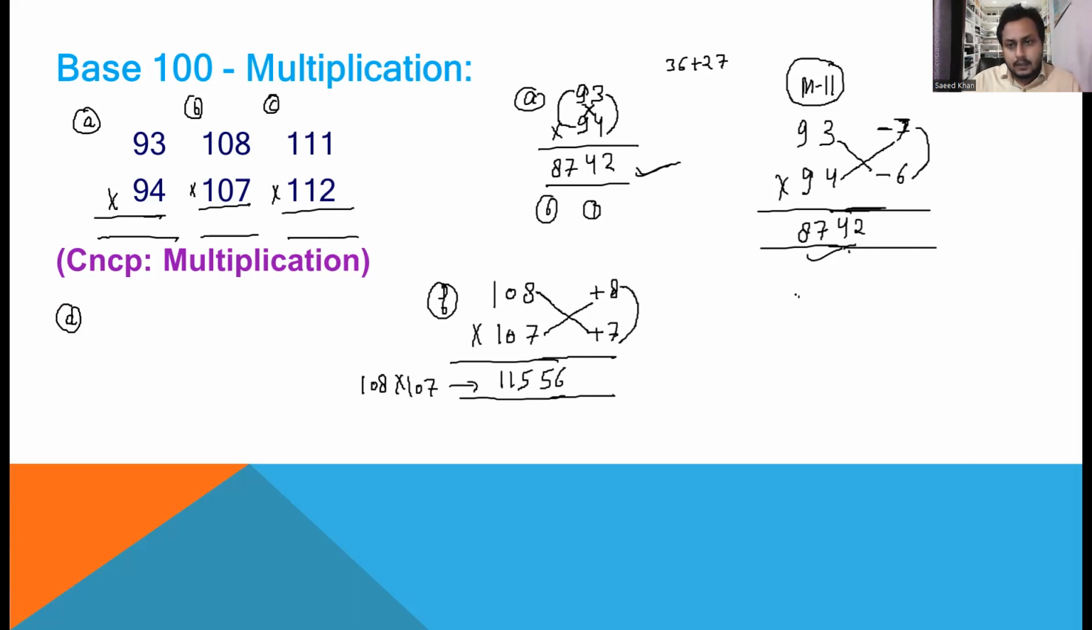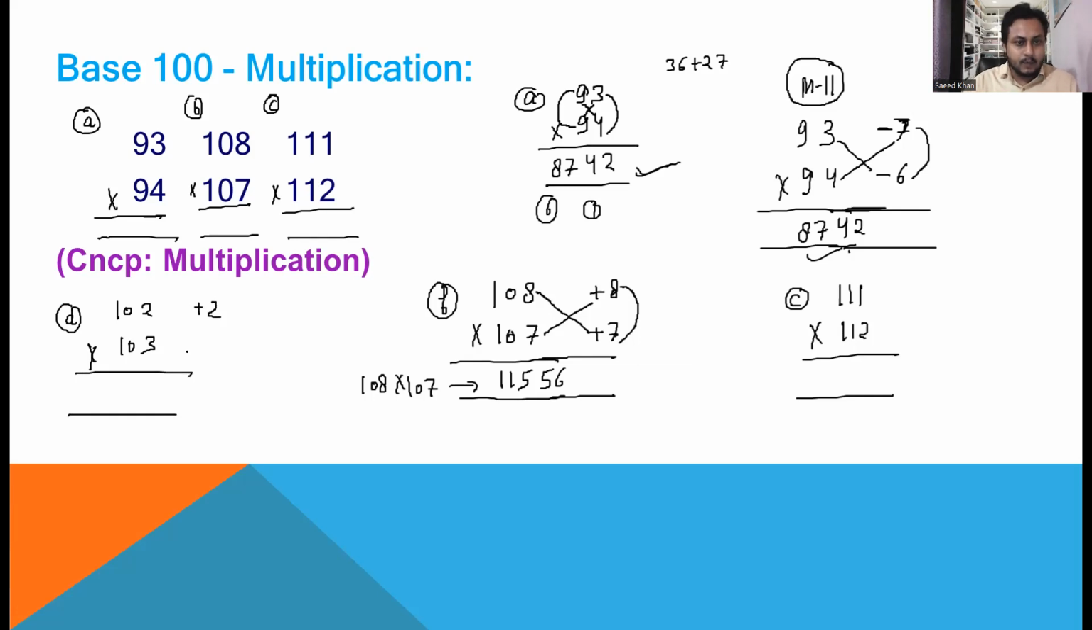Let's say मैं दो example ले लेता हूँ. 102 into 103, and 111 into 112. So guys, if the number is like, let's say 102 into 103, what will we do? So 102 is 2 more than 100. 103 is 3 more than 100. Now 2 into 3 is 6. 6 only. But you have to write last two digits. The last two digits of 102 into 103 is 06.